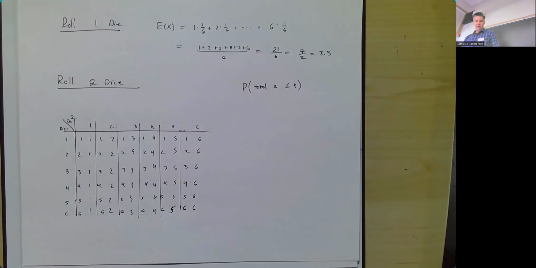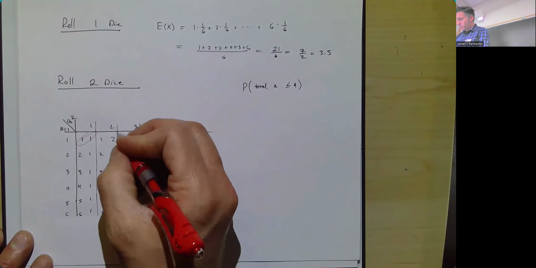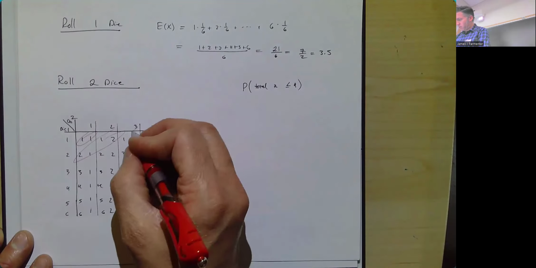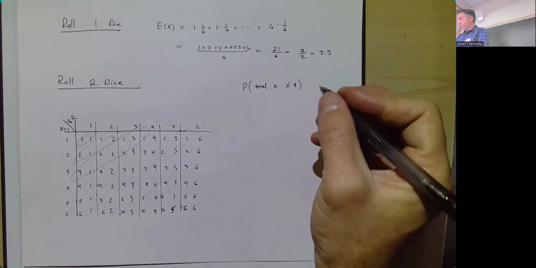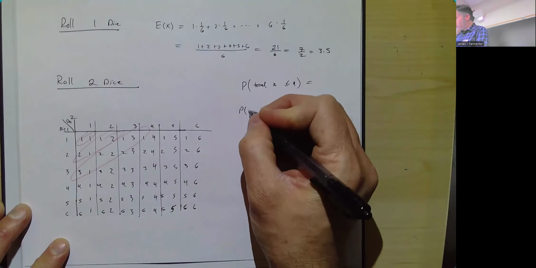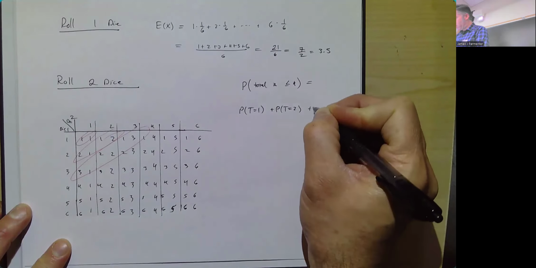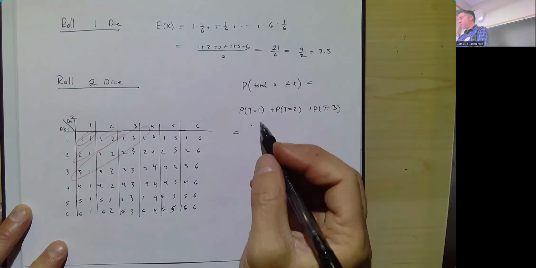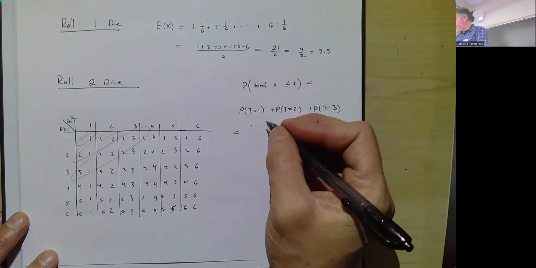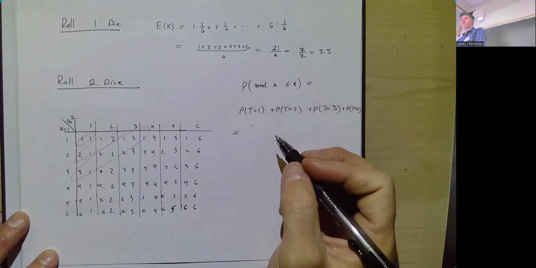If I want to roll less than or equal to 4, here's how I can do that. I can roll a 2, or a 3, or a 4. It looks like there's 1, 2, 3, 4, 5, 6 ways of doing that. But really I can write it as the probability that the total is 1, plus the probability that the total is 2, plus the probability that the total is 3, plus the probability the total is 4.